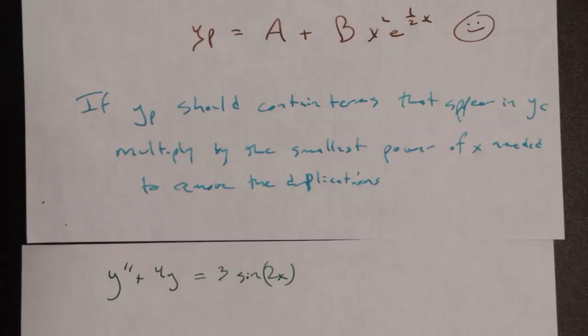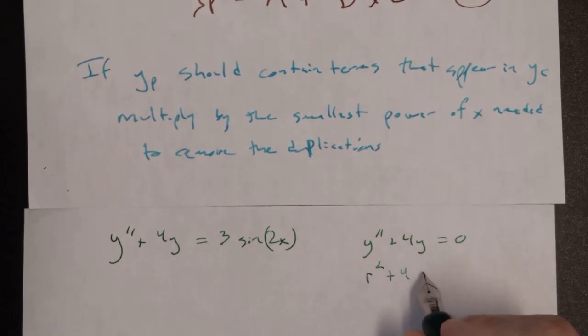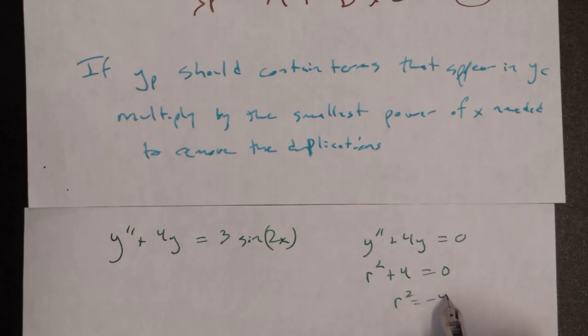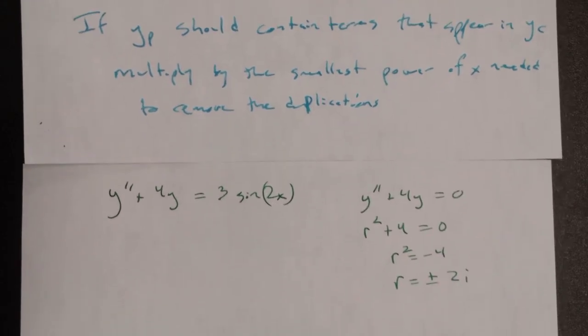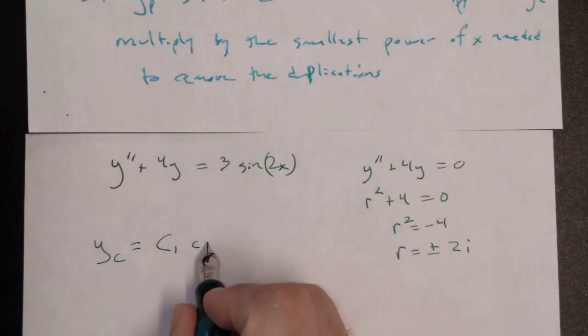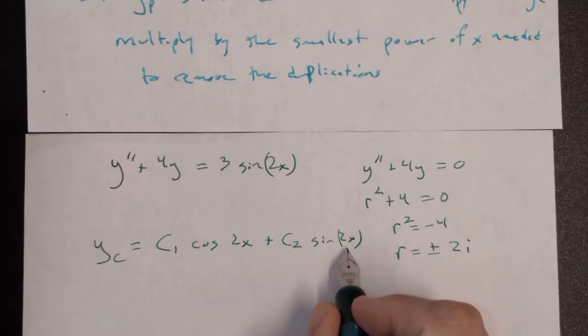So here, in this example, the first thing I do is I look to solve y double prime plus 4y equals 0. The quadratic that goes with that is r squared plus 4 equals 0, which means I get complex solutions. R squared equals -4, r equals plus or minus 2i. My corresponding homogeneous solution should be C1 cosine 2x plus C2 sine 2x.